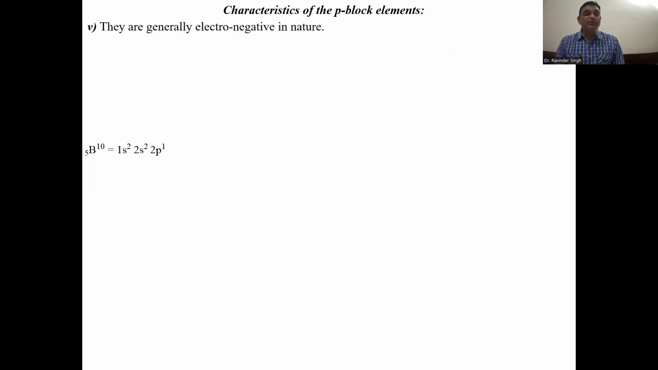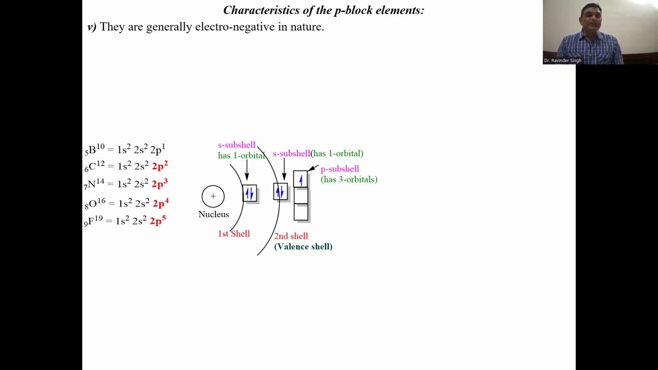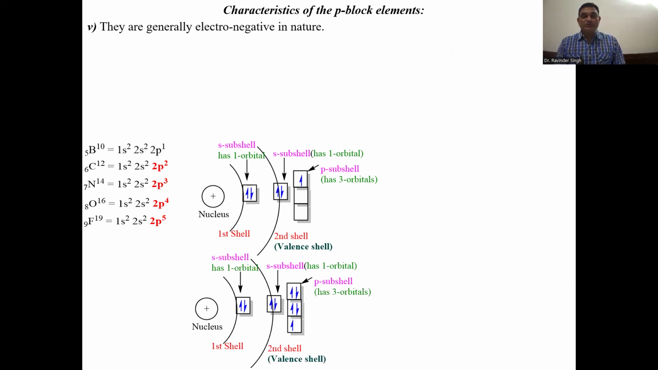In case of boron, the configuration is 1s2 2s2 2p1. Carbon is 1s2 2s2 2p2. On the basis of their configuration, we can see how many electrons they will take from another atom. In case of fluorine, it is 1s2 2s2 2p5. You can see here the configuration of fluorine, 2, 4, 5, 9. That's the diagram of fluorine, 1s2 2s2 and 2p5.